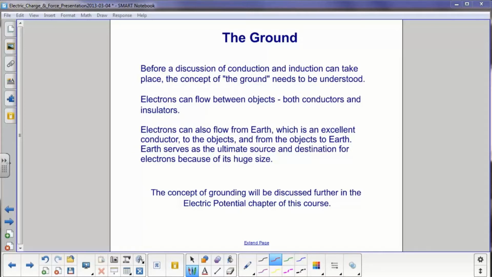Before we can talk about conduction and induction, we need to define the concept of the ground. We've already shown how electrons can flow within objects, whether they are conductors or insulators. They can also flow between them. They can also flow from the Earth, which is an excellent conductor, to the objects, and from the objects to the Earth. Earth serves as the ultimate source and destination for electrons because of its huge size. The overall charge on the Earth is not going to be affected terribly by charges moving from small objects to it or in the other direction. Grounding will also be discussed further in the electric potential chapter of this course.